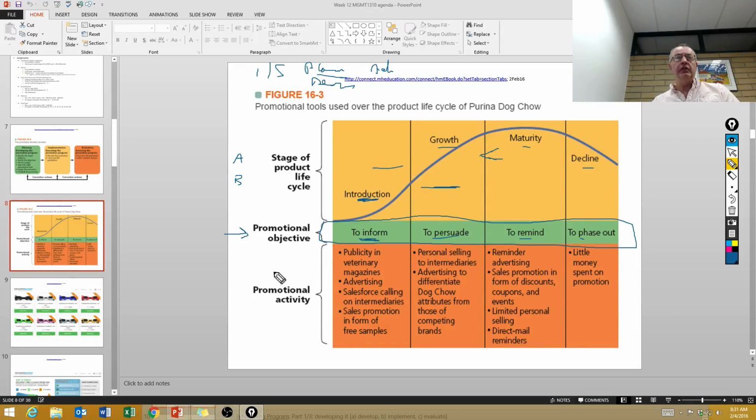So these are the 4 different types of objectives our ads can have. Okay, so if our product is at the introductory stage, we're trying to inform people of our product. So we're going to use pioneer advertising, and we could be using sales promotion techniques in the form of free samples, because we want people to sample our product and then go out and buy it. And then the manufacturer is going to try to persuade intermediaries in the distribution chain. So the manufacturer is going to try to persuade wholesalers, distributors, and retailers to carry the product.